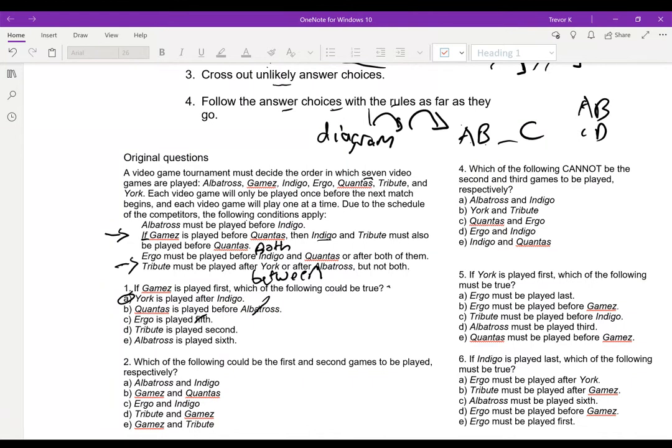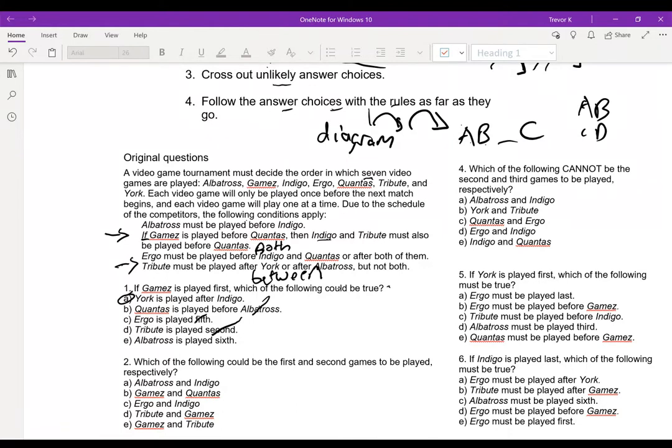Let's see, games is first. That means Indigo and Tribute must be played before Qantas. This can't work because Tribute must be played after York or after Albatross. So Tribute cannot be played second, because it needs York or Albatross before it.